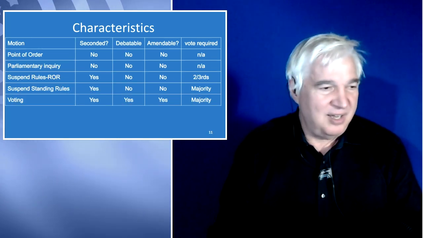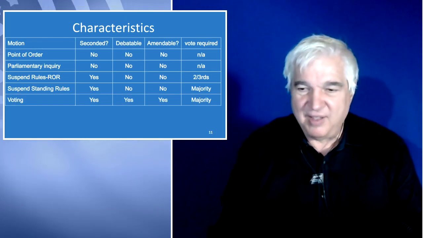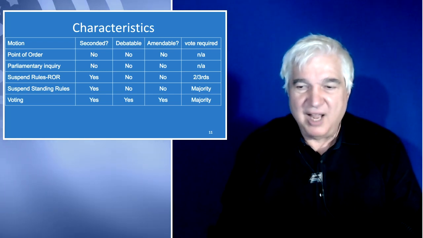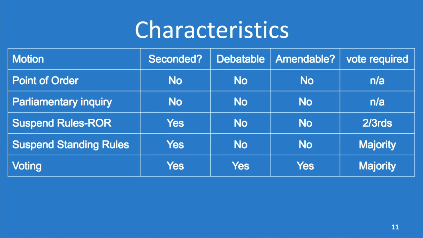Next page is the balance of them. Again, most of them are not debatable. The ones on voting are debatable, and we'll talk about why that is. Suspend the rules, and then when you're doing rules of order, then that requires 2/3, but everything else, like suspending standing rules, is a majority.